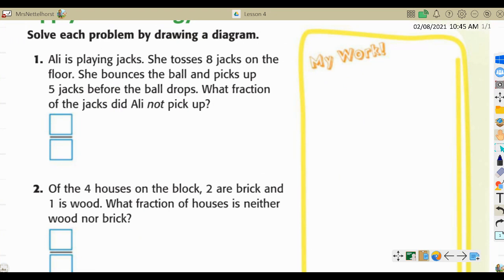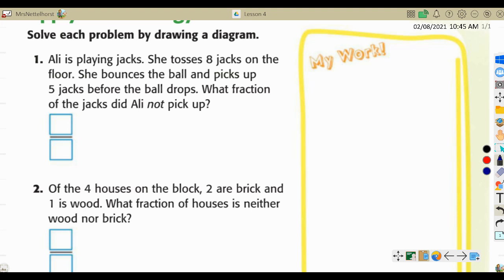So Allie is playing jacks. She tosses 8 jacks on the floor. She bounces the ball and picks up 5 jacks before the ball drops. What fraction of the jacks did Allie not pick up? So let's look at what we know first of all.